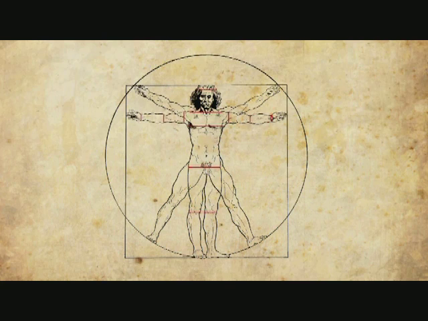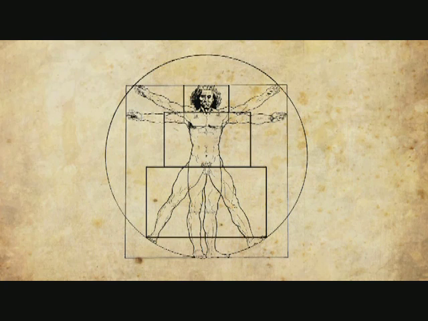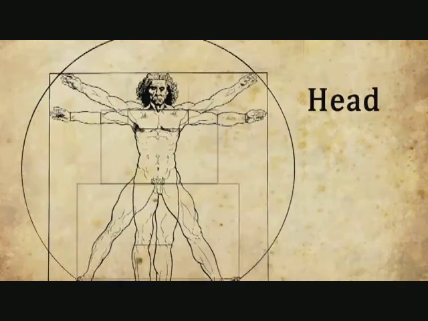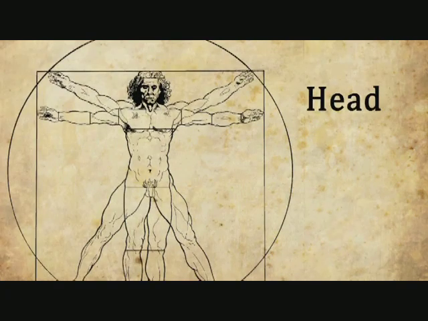Well, these lines connect with the golden rectangles. In fact, there are 3 distinct sets, one for the head area, one for the torso, and one for the legs. Let's start with the head. If we draw a rectangle whose base goes along the man's neck from shoulder to shoulder, the top of the rectangle should meet the top of the man's head. This creates the first golden rectangle.